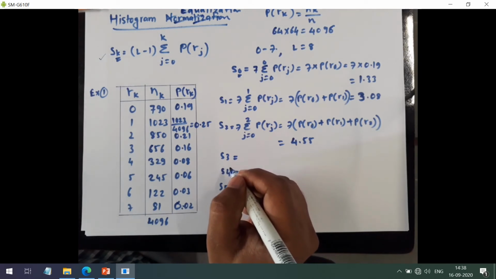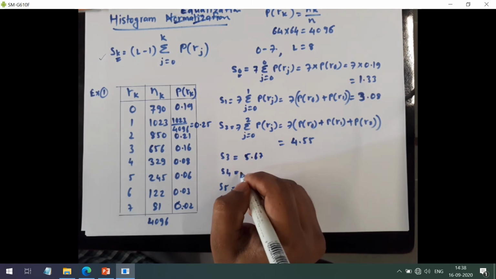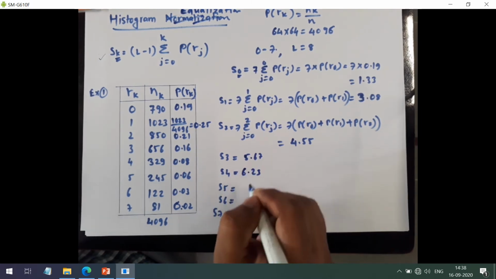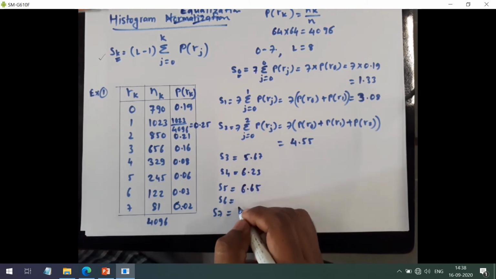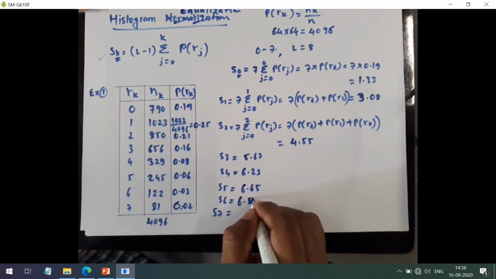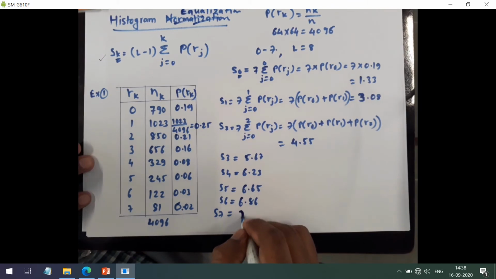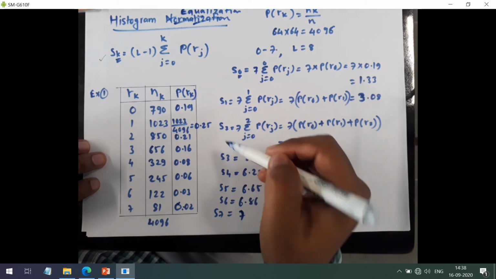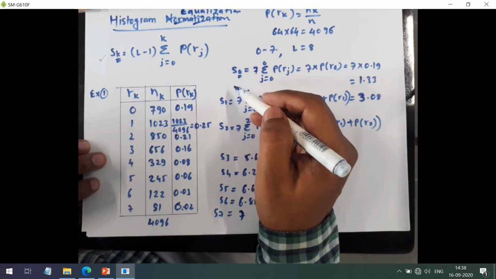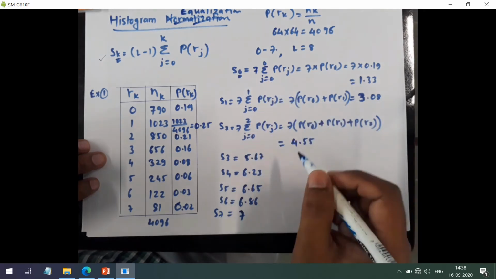So the value of S3 will be 5.67, S4 is 6.23, the value of S5 is 6.65, S6 is 6.86 and the value of S7 is 7. Okay, so now these S0, S1, S2 are the intensity levels in the output image, right? So this should be an integer value. Okay, so we have to round off the values.